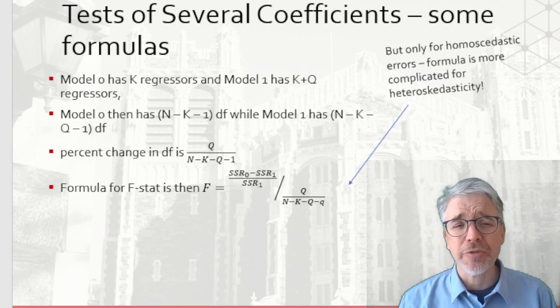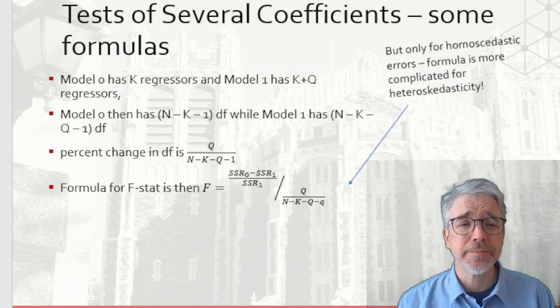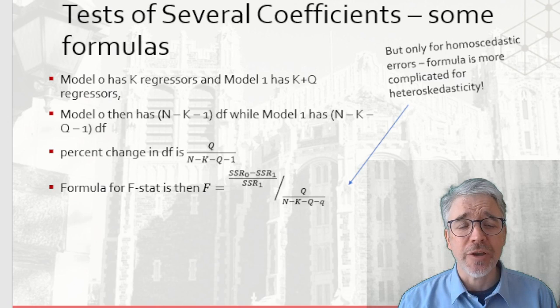In this notation, the base model has k x variables. Model 1 has k plus q x variables. So model naught has n minus k minus 1 degrees of freedom. Model 1 has q more variables, and so q fewer degrees of freedom. That means the percent change in degrees of freedom is given there. Divide the percent change in sum of squared errors by the percent change in number of x variables, and that gives us an F statistic.